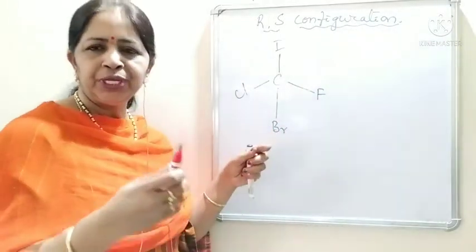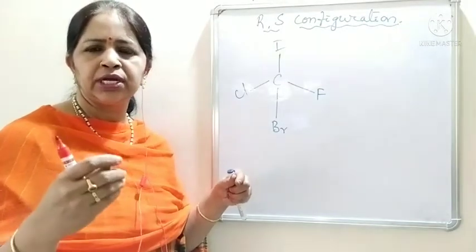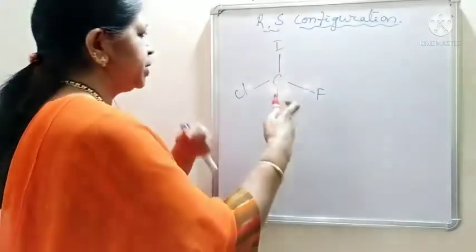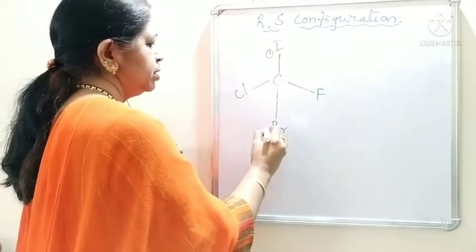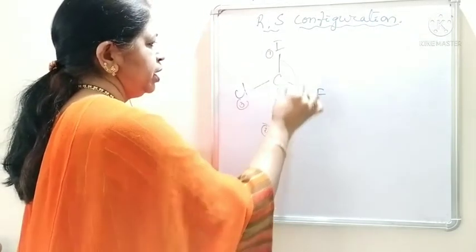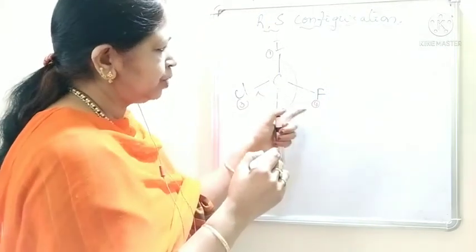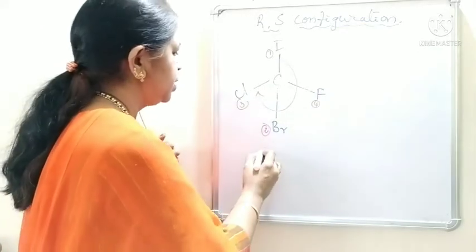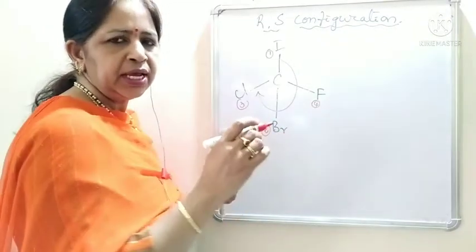If we change the positions of 3 groups in cyclic manner, that also does not change the configuration around chiral carbon atom. Now, let us see what is the configuration around this carbon. Iodine first, next bromine, next chlorine and fluorine, fourth one. The arrow mark is going in clockwise direction, but the fourth priority is lying on the horizontal line only. So, what is the configuration? It is S configuration.